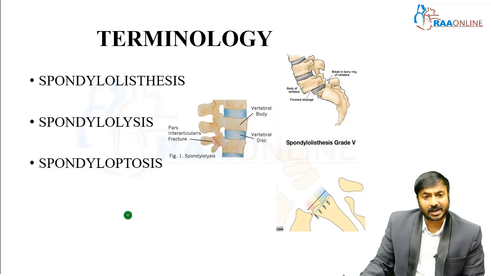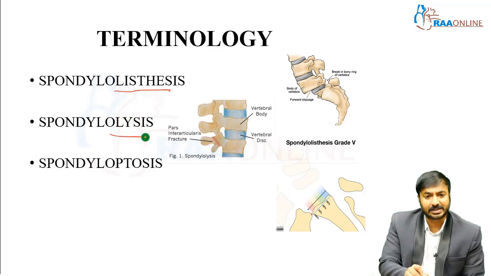To understand spondylolisthesis, you should understand three important terms: what is listhesis, what is lysis, and what is ptosis. I'll start with lysis. Any defect in the pars interarticularis which is not leading to listhesis is called lysis. Lysis means break. So there is a break but there is no listhesis, whereas spondylolisthesis means the break has happened and then it has gone into listhesis.